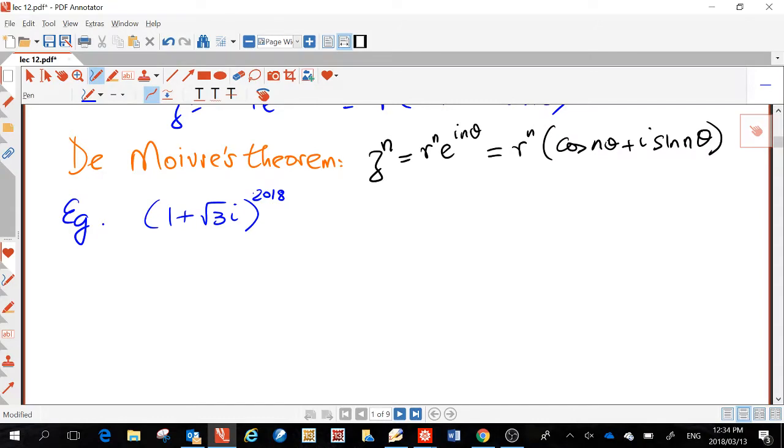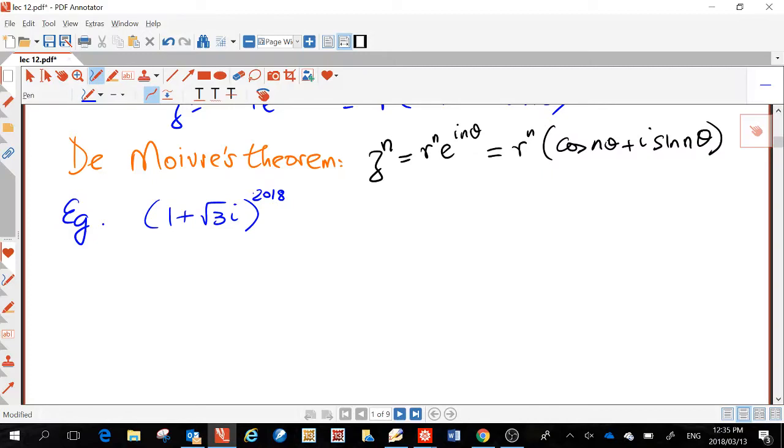Let's take 1 plus root 3i to the power 2018. Immediately you are gasping in your seats. What? Why didn't you take such a complicated one? This will go on forever now. I hope it doesn't come out in exam. Well, I'll show you that this can be done in a very simple way. It's not complicated at all.